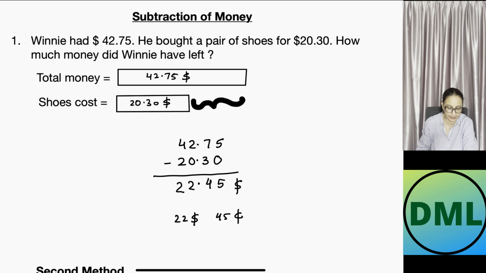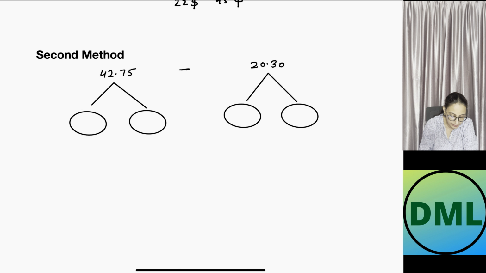Let's do this with the second method. The amount here is $42.75, and here I am subtracting $20.30. I'll separate this into dollars and cents. This will be written as $42 and 75 cents. This $20.30 will be written as $20 and 30 cents. Dollars must be subtracted from dollars and cents must be subtracted from cents.